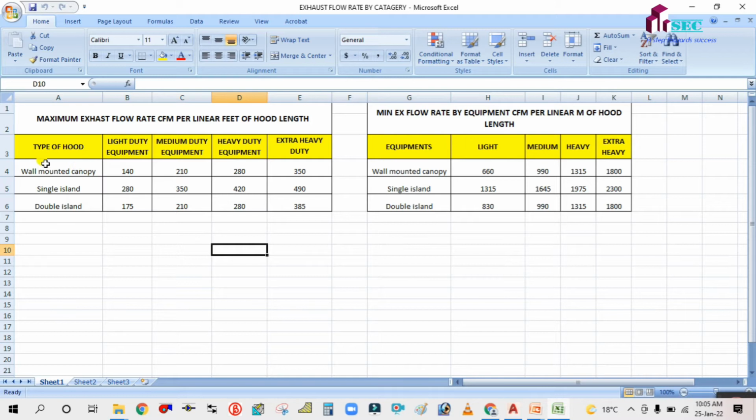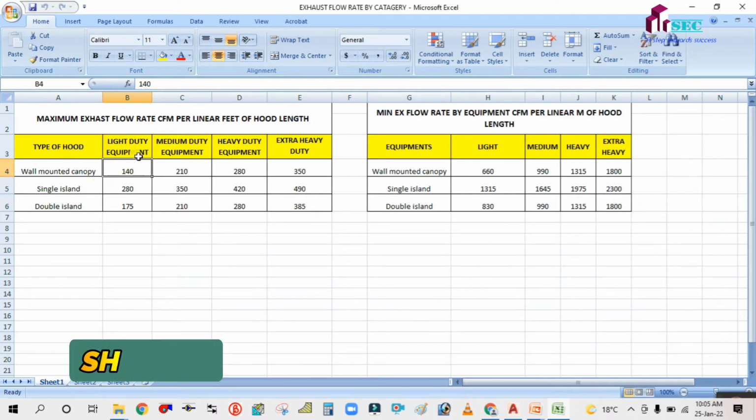So if there is a wall canopy hood and the usage is light, usage in the sense is nothing but commercial. Medium usage is nothing but residential, and heavy usage is nothing but industrial and hotel. So if there is light usage and the hood type is wall canopy, you can use this value, 140 for the linear feet of hood length.